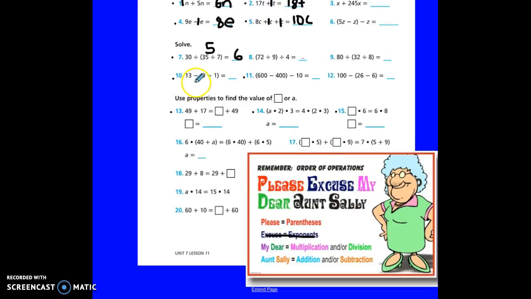All right, so next, let's look at this one. Again, I want to look at my order of operations. I don't want to do 13 minus 9 yet because I have parentheses that I have to solve first. So I think to myself, 9 minus 1 is 8. And then I do my 13 minus 8, which is 5.